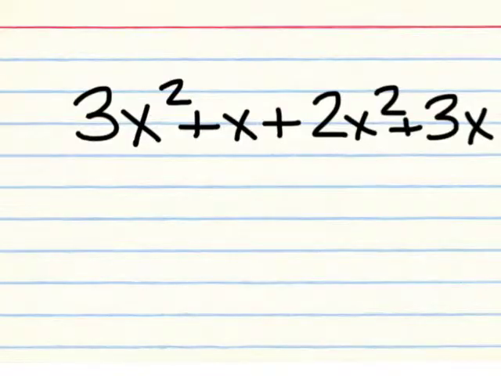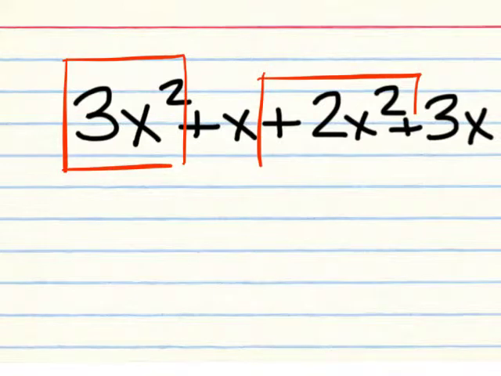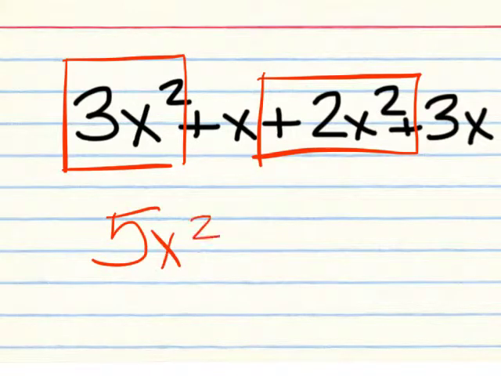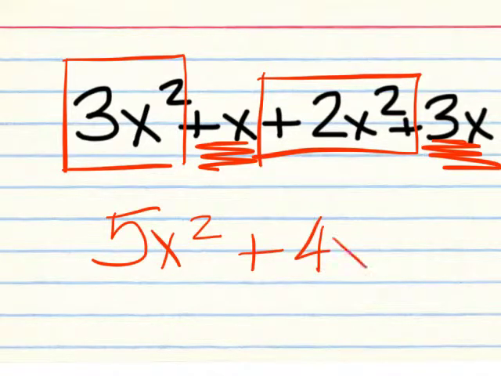Now in this case we have two different sets of like terms. You have an x squared and just an x. You can only simplify the x squares with each other. You have 3x squared plus 2x squared. That's 5x squared. And then the x's are done separately. x plus 3x is 4x. 5x squared plus 4x is the answer.